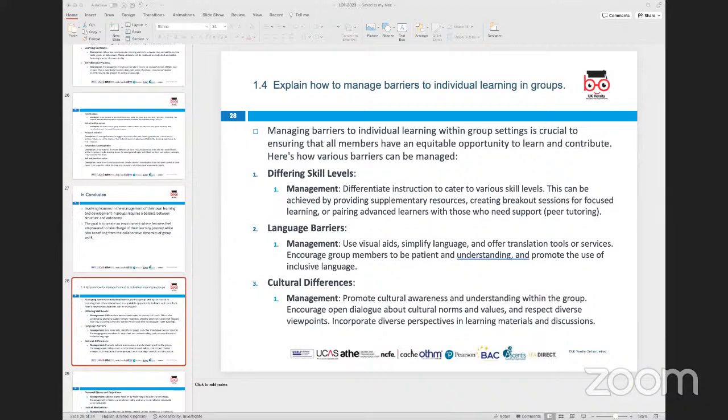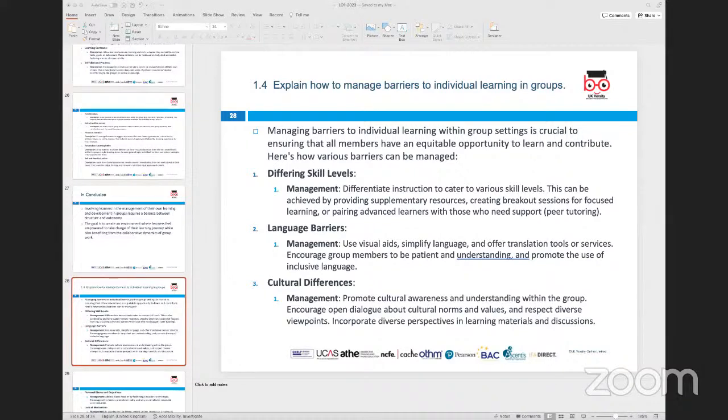Now, what we want to do in this particular task is understand how we manage barriers when we talk about individual learning. When we need to know how to manage barriers for individual learning in groups, I think the best way to explain that is to start with an example.